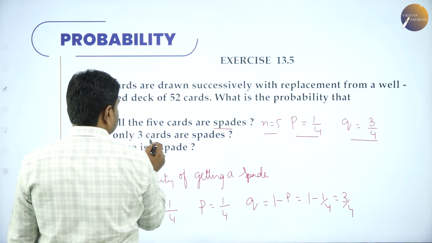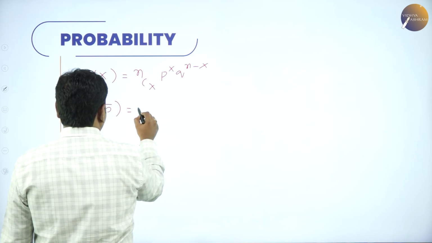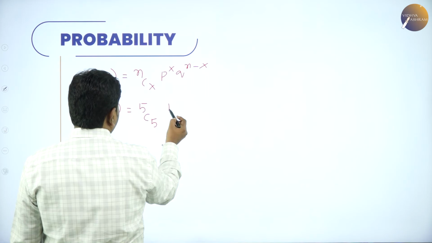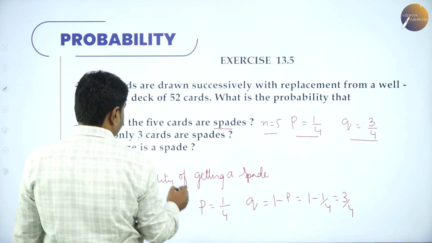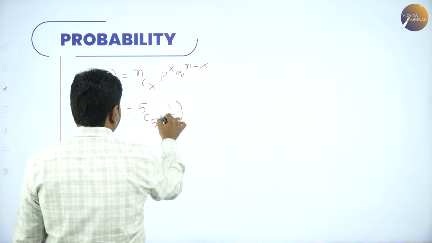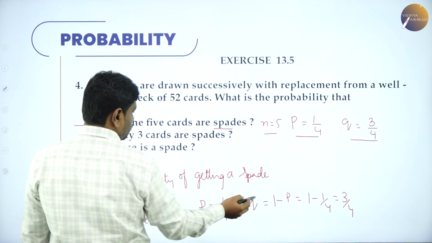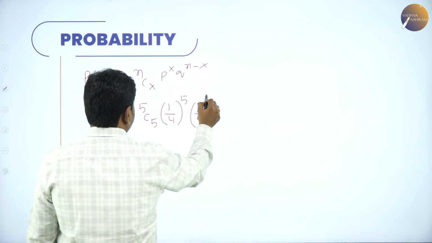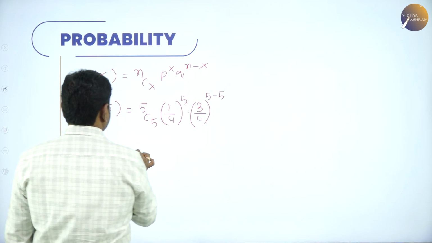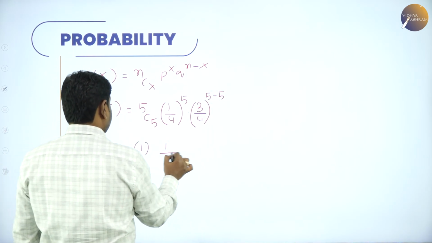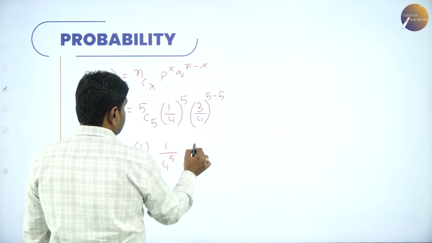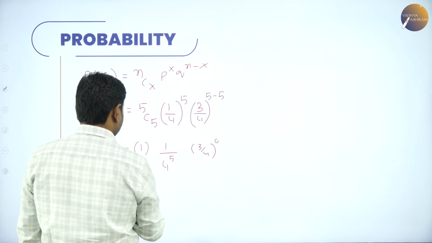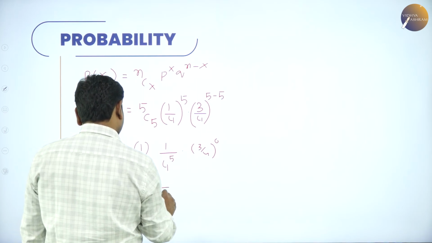All 5 cards are spades, so X is 5. So 5C5. What is the P value? We got 1 by 4, so 1 by 4 power 5. Q is 3 by 4, that is 1 minus 1 by 4, so 3 by 4 power 5 minus 5. 5C5 is 1, 1 by 4 power 5, and this becomes 3 by 4 power 0. Anything power 0 is 1. So 1 by 4 power 5.